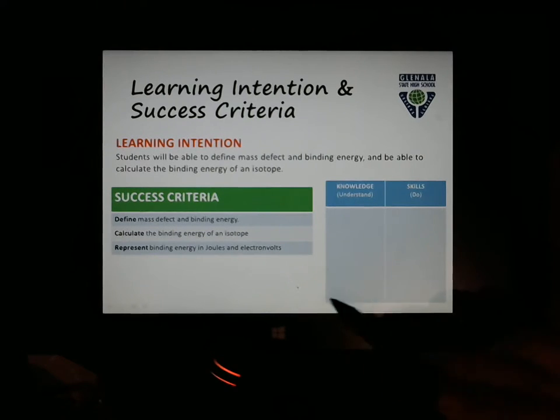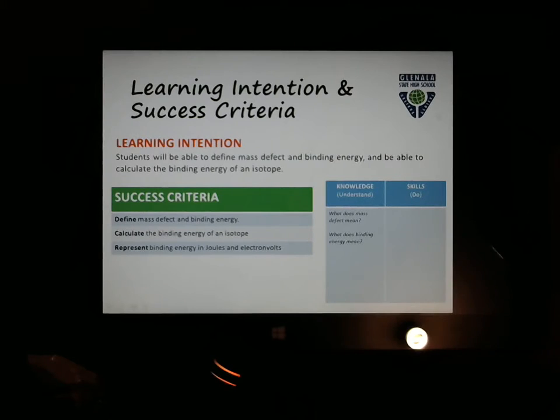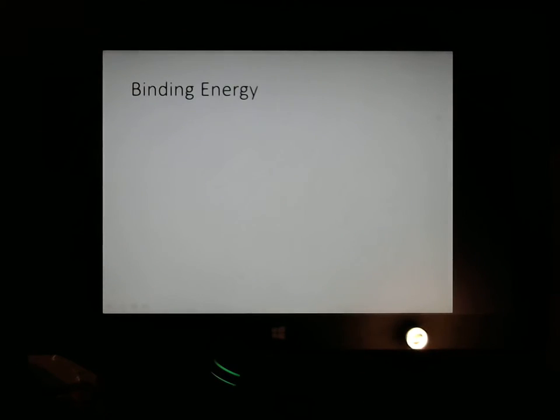So for our KS table, what does mass defect mean? What does binding energy mean? What's an electron volt? In terms of skills, well, can I calculate binding energy? So, if you look at the mass of an atom, and I mean the actual specific isotope, not the average mass on your periodic tables, and you work out the mass of all the individual protons and neutrons, you'll find they don't actually match. Some of the mass is missing.